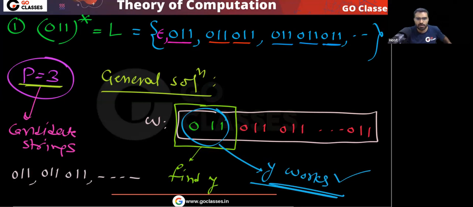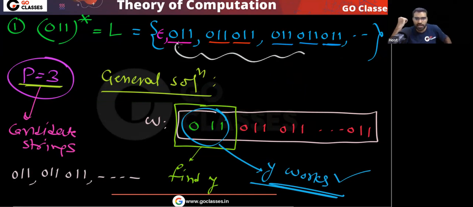Correct? Yes or no? If you can repeat this 011 any number of times, the resulting string will definitely belong to L. For example, if I take this candidate string and repeat it 0 times, the result will be the empty string, and that belongs to L. Yes or no? So I can say for every candidate string, this first 011 will definitely work. Can I say that?